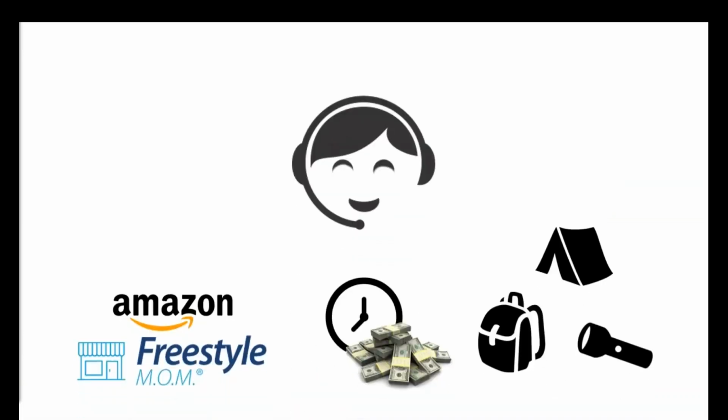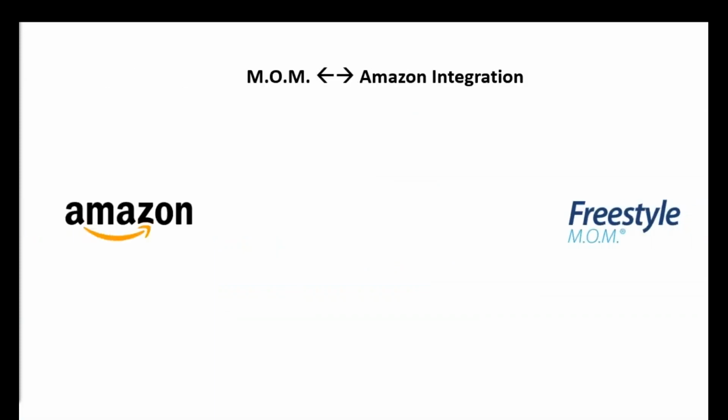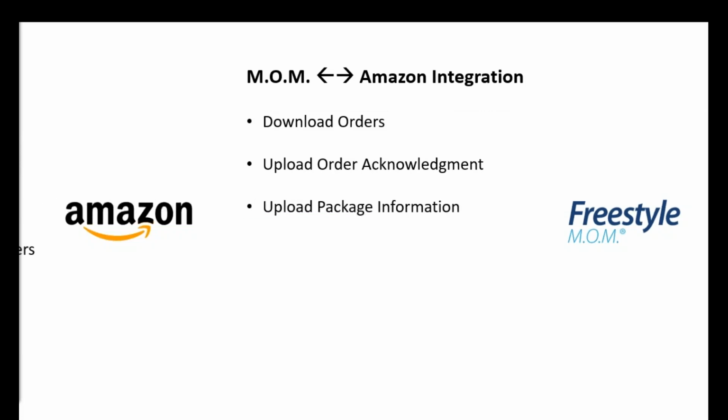Next scenario we have is if you have Amazon integrated with the Freestyle system. When you integrate Amazon with Freestyle, you'll get a couple steps taken away so that you can do all the functionality within the MOM system or the OMS. So you'll be able to download orders directly in MOM. You can upload acknowledgement. So once you confirm that you downloaded it, we can send a nudge to Amazon letting you know that's been downloaded. We can upload package information. So after you process the order and ship it in MOM, we can send the information back to Amazon.